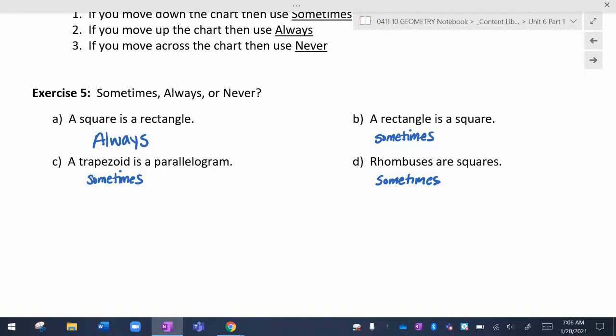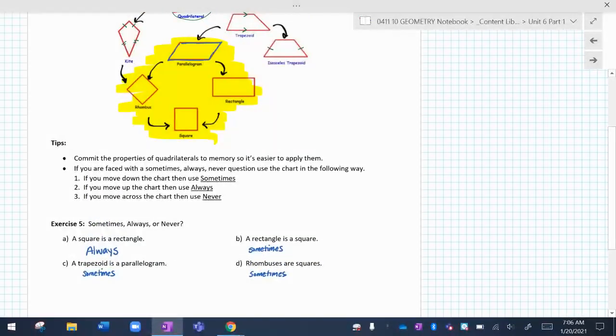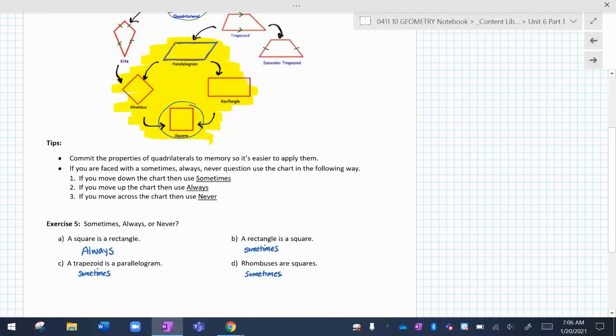All right. And you can do that by looking at the chart. A square is below a rectangle, so a square is always a rectangle. A rectangle is a square. Well, that would be sometimes because they are connected. Okay. That's kind of how I'm thinking about it.